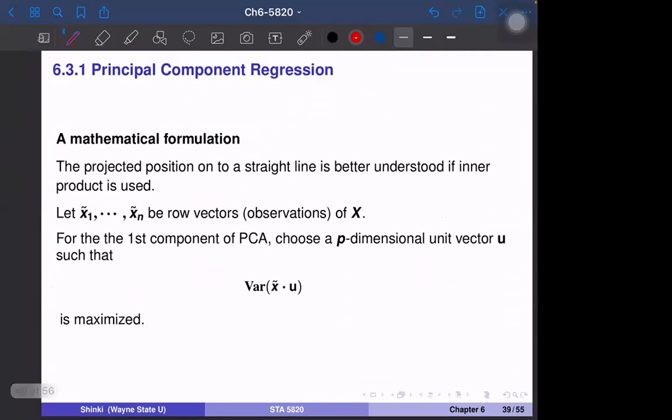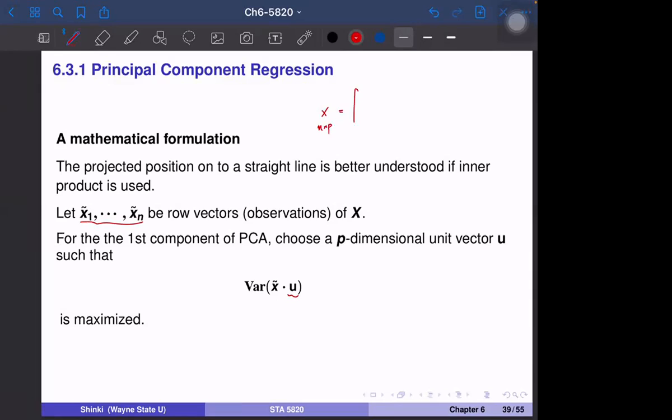Okay, so now the mathematical formulation. We would like to maximize the projected distance to determine Z1. So how do we determine that direction U, I mean the coefficient vector U? If we use the inner product, we can express this in an easier way. Let x1 tilde to xn tilde be the row vectors of X, so X is n by p.